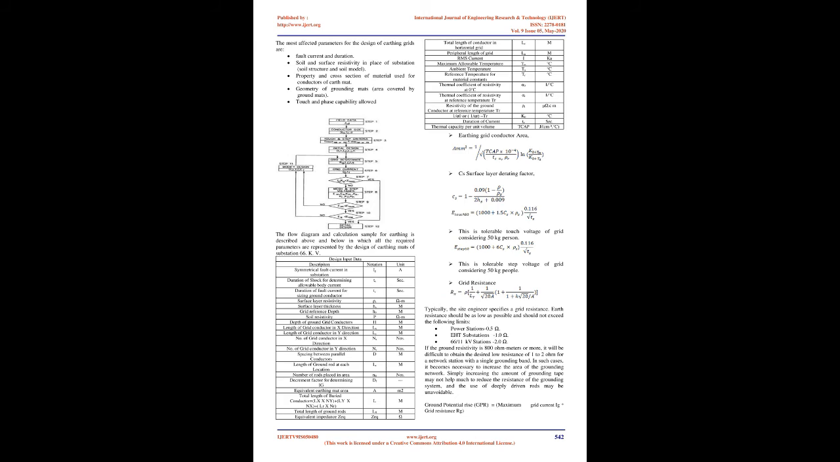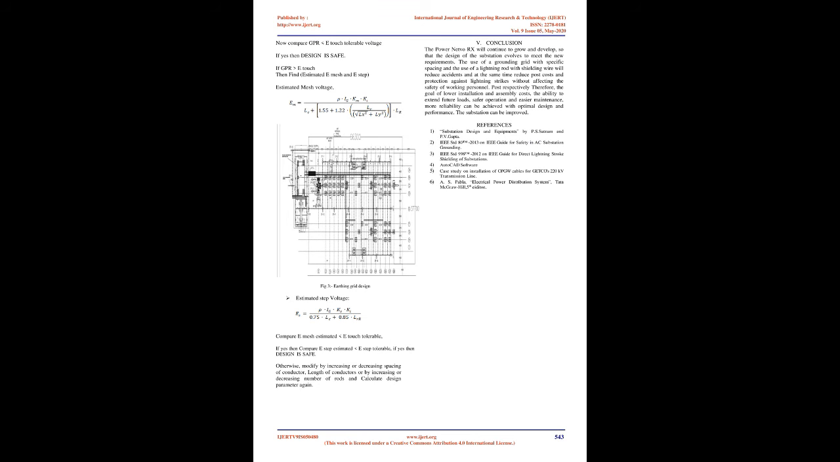K0 equals 1/A0 or 1/Ar minus Tr, degree C. Duration of current, Tc, seconds. Thermal capacity per unit volume, TCAP, J/cm³ degree C. Earthing grid conductor area, CS surface layer derating factor. This is the tolerable touch voltage of grid considering 50 kg person. This is the tolerable step voltage of grid considering 50 kg person.